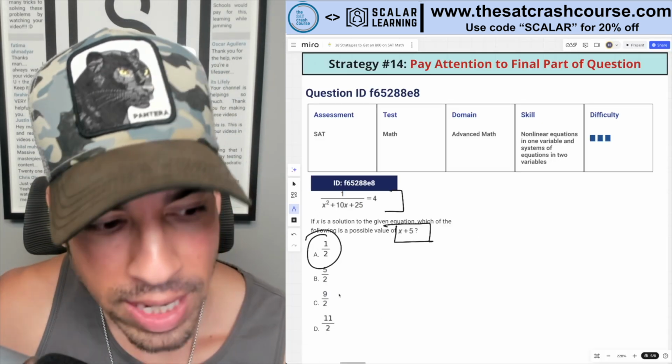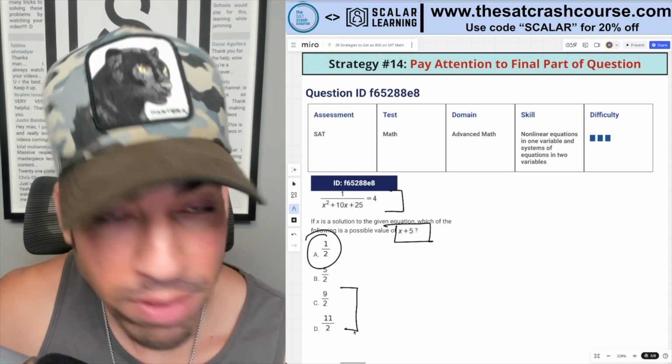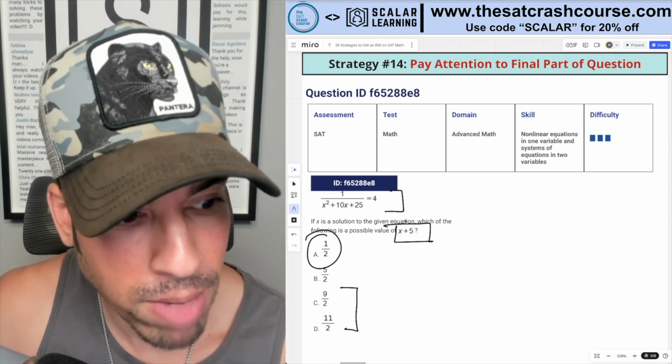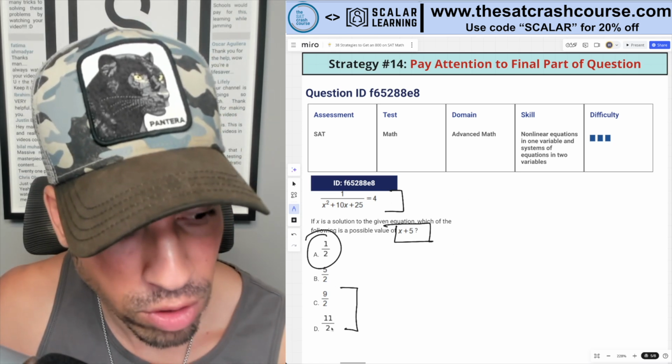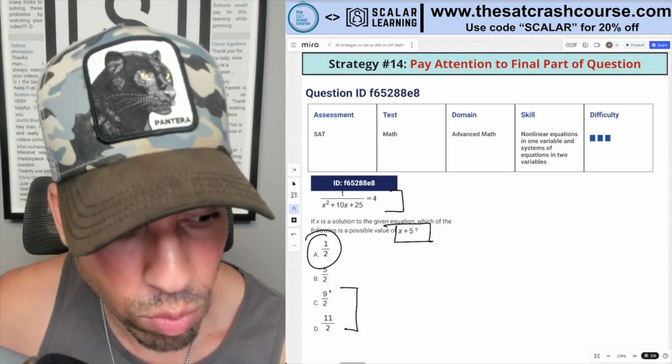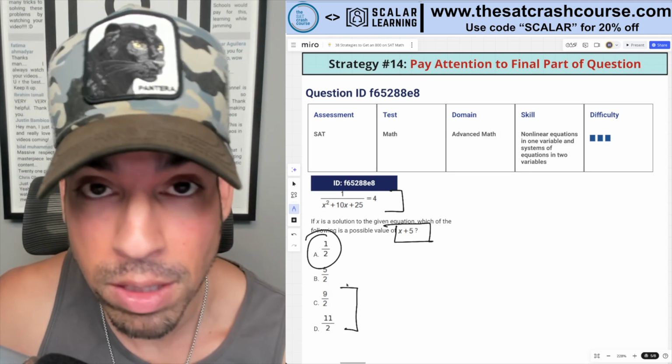But by the way, they did have 4.5 and 5.5 right here. Now granted, in my solution, they were both negative. Here they're positive, so that could have been a telltale that these are wrong, but it could have tripped you up, so something to be mindful of.